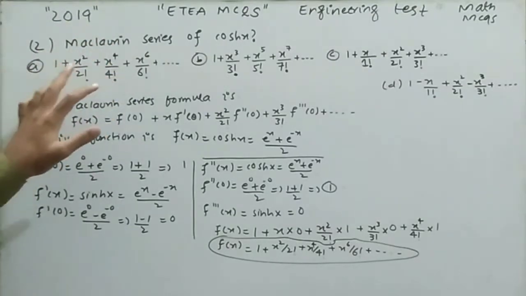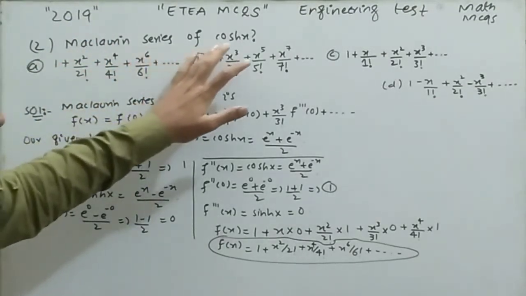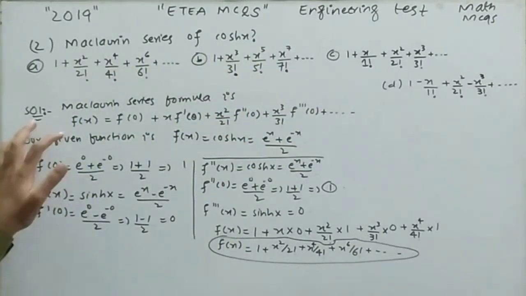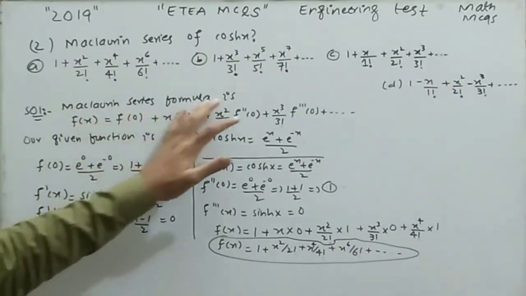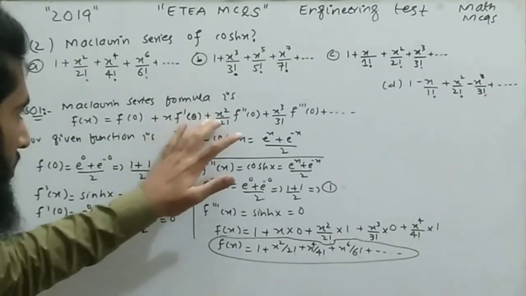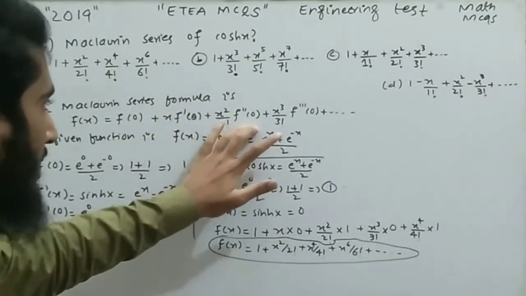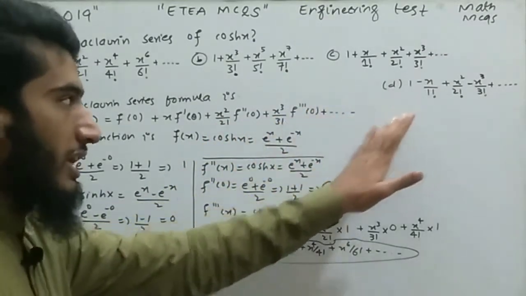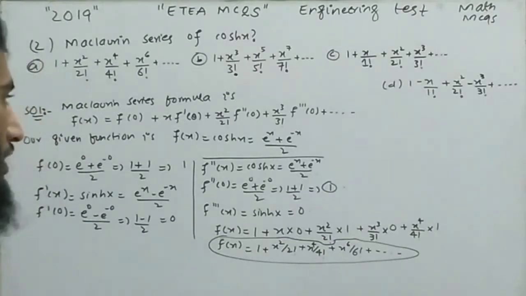MCQ number 2 tells that the Maclaurin series expansion of cos hyperbolic x will be. So 4 options are given. Move to the solution of this MCQ. The Maclaurin series formula is f of x is equal to f of 0 plus x into f prime of 0 plus x square by 2 factorial into f double prime of 0 plus x power 3 by 3 factorial into f triple prime of 0, and it goes on. This is actually the Maclaurin series formula.